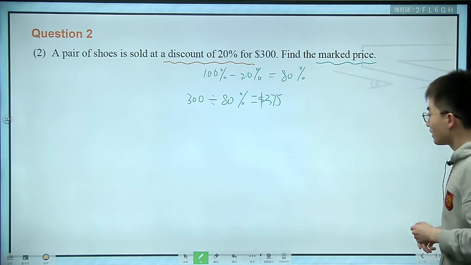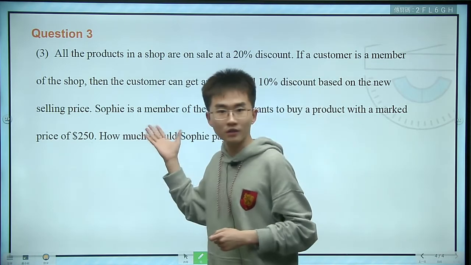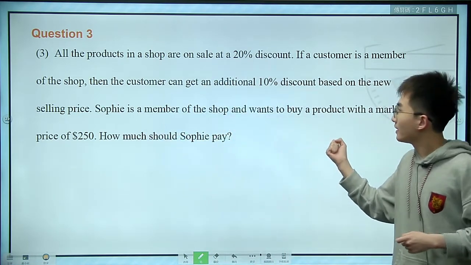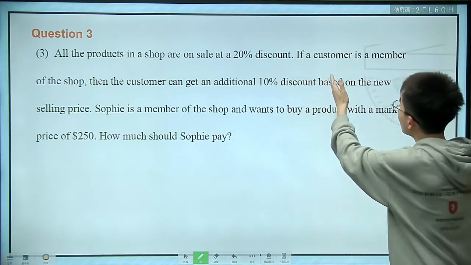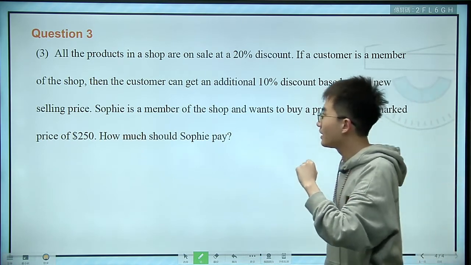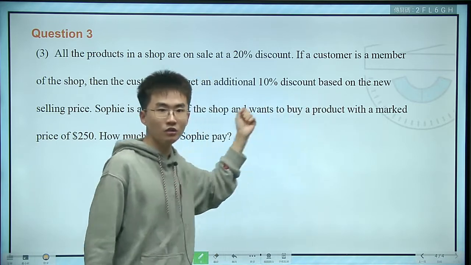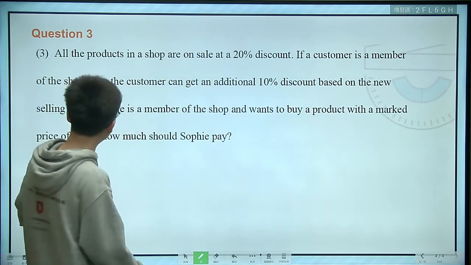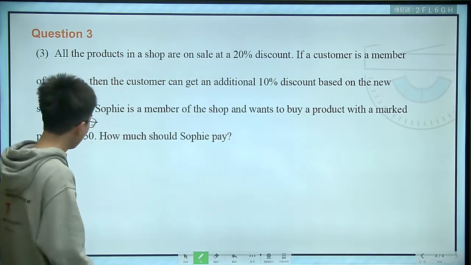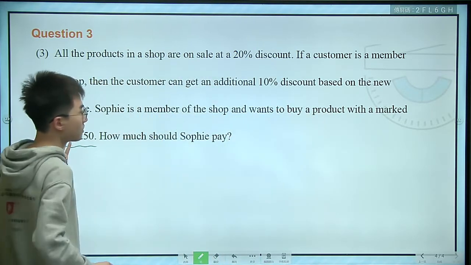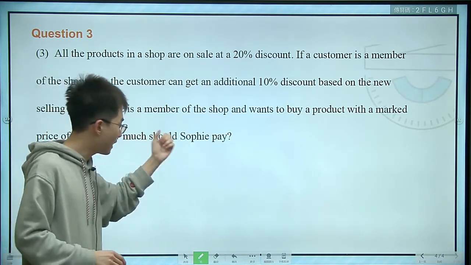Okay, so let's move on to our last question. This looks a bit complicated, right? All the products in a shop are on sale at a 20% discount. If a customer is a member of the shop, then the customer can get an additional 10% discount based on the new selling price. Sophie is a member of the shop and wants to buy a product with a marked price of $250. This is the original marked price. How much should Sophie pay?